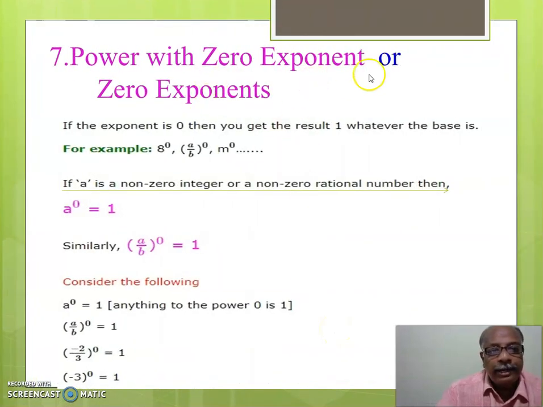Power with zero exponent. Here, for any non-zero integer or non-zero rational number, if the exponent is 0, the answer is 1. So, a by b whole to the power of 0 is equal to 1. Consider the following. A to the power of 0 is equal to 1, a by b whole to the power of 0 is equal to 1, minus 2 by 3 whole to the power of 0 is equal to 1, minus 3 to the power of 0 is equal to 1.